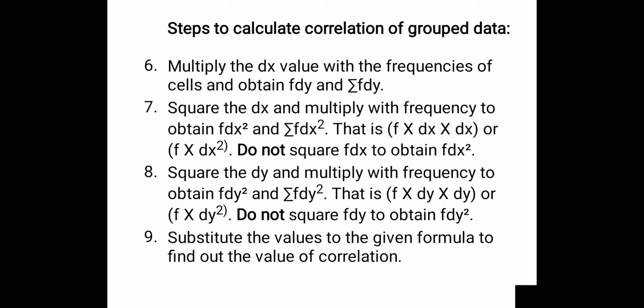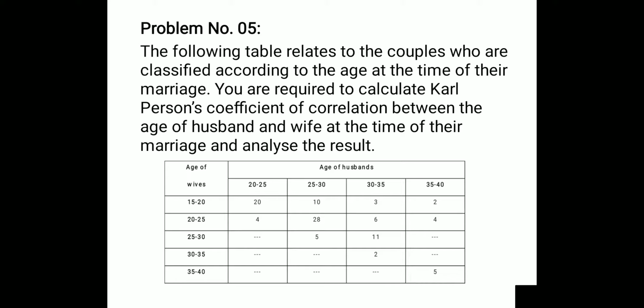Then you have to substitute all these values into the given formula to find the value of correlation. Now let us apply all these steps using a particular illustration. The following table relates to couples who are classified according to their age at the time of their marriage. You are required to calculate Karl Pearson's coefficient of correlation between the age of the husband and the age of the wife at the time of their marriage, and you have to analyze the result.